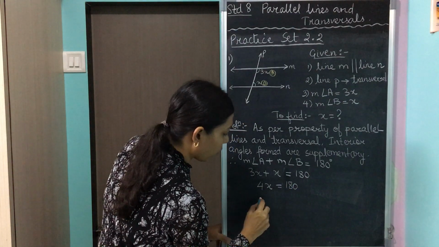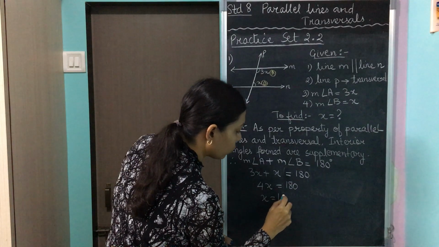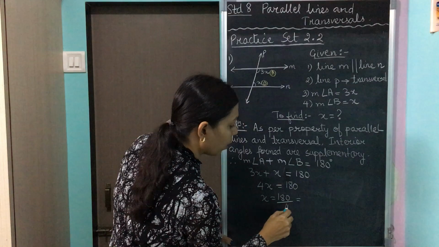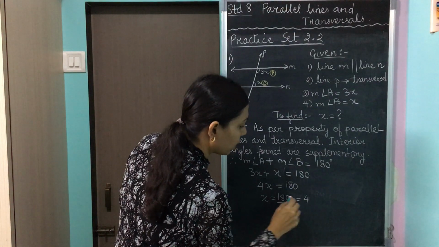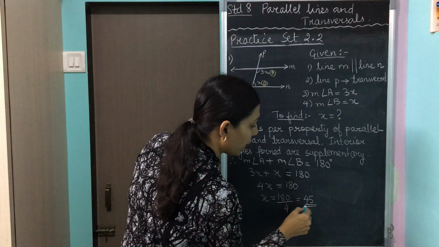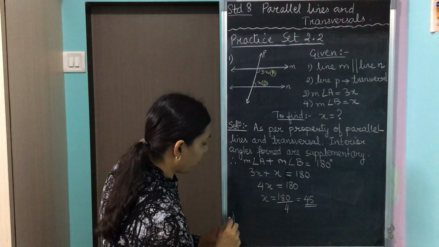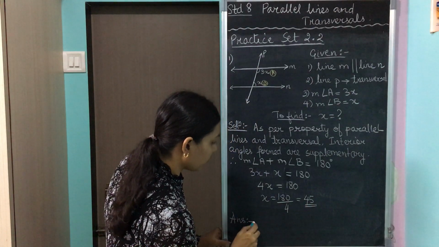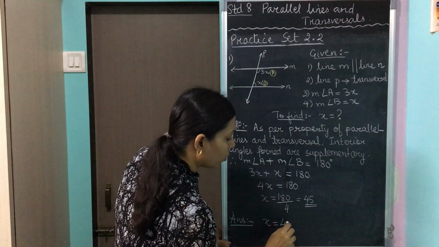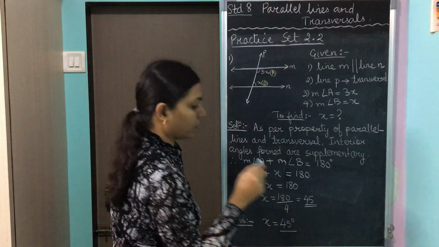So the 4 goes on the other side, x is equal to 180 upon 4, which gives me 4 4s are 16, carry 2, 4 5s are 20, which gives me the answer as 45. So my final answer, the value of x is equal to 45 degrees.